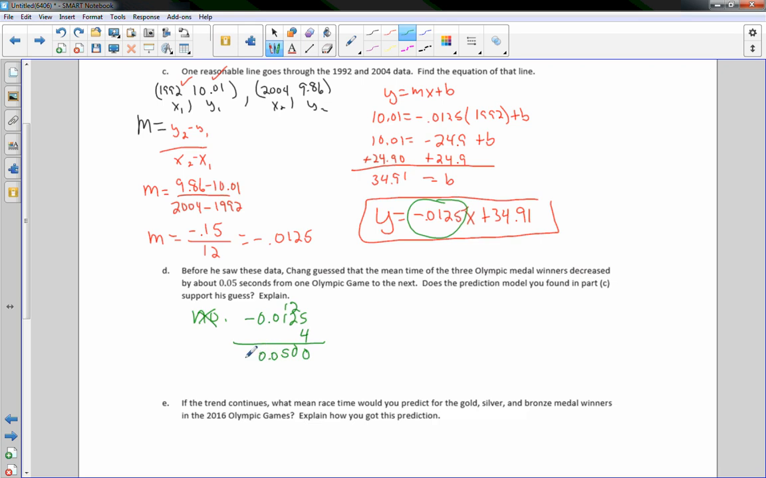And look at what this comes out to be. Negative 0.05. So now that I think about this more, that is a good prediction. Because remember that x is years, and Olympics are every 4 years, so you have to multiply this rate of change by 4, because Olympics don't happen every year.